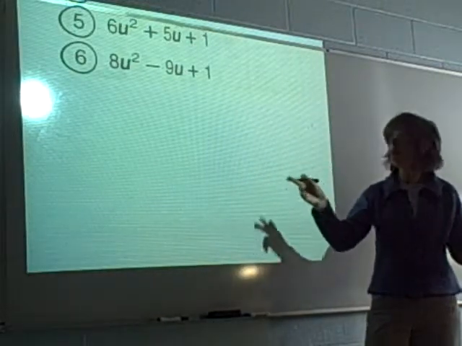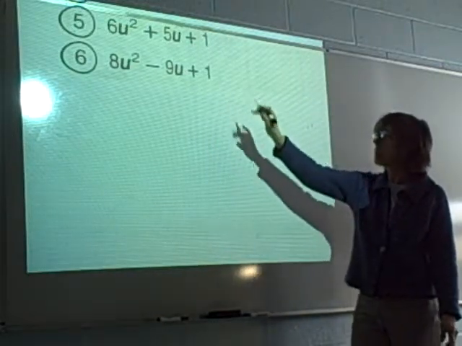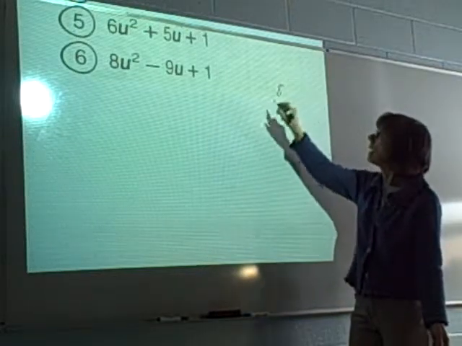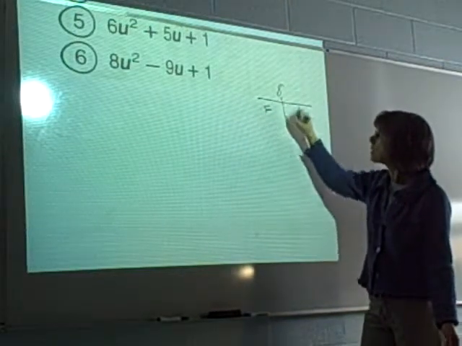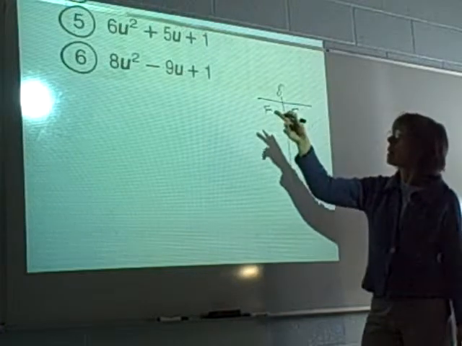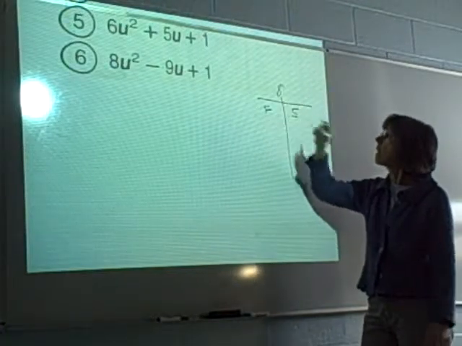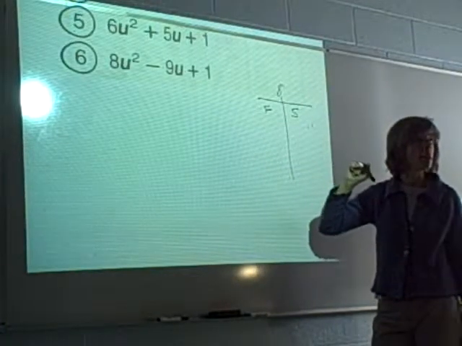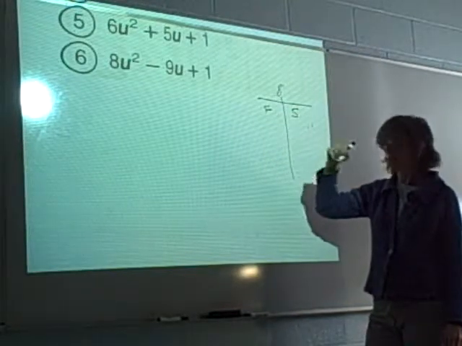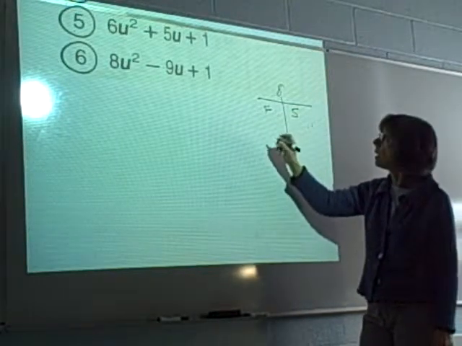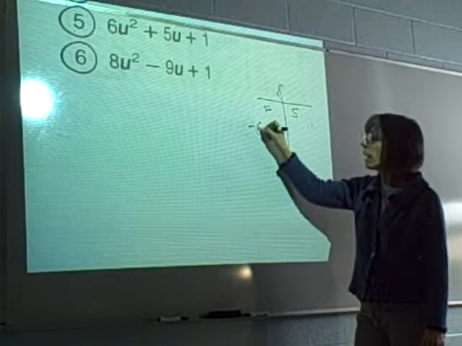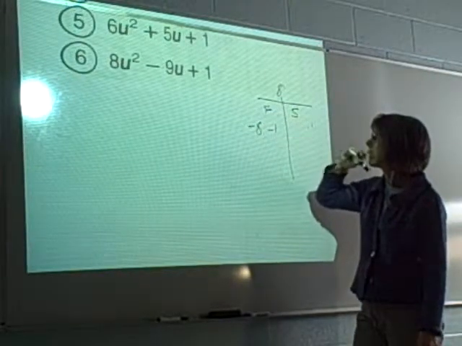Take A and C. I'm multiplying my A term and my C term, which happens to be 8. So what are the factors of 8 that will give me 9? It's going to be 8 and 1. What signs? Has to be a negative 8 and a negative 1.